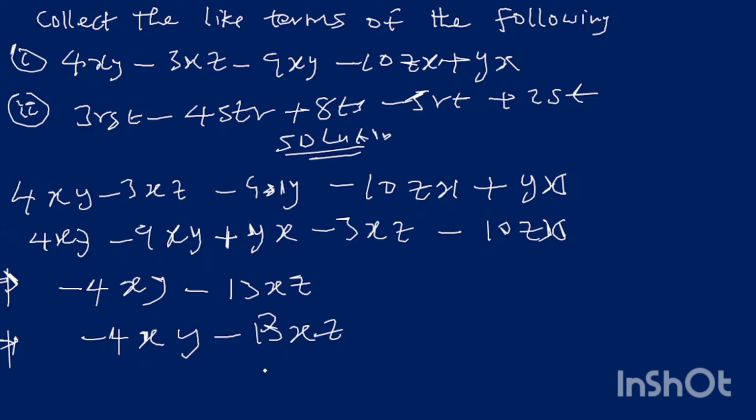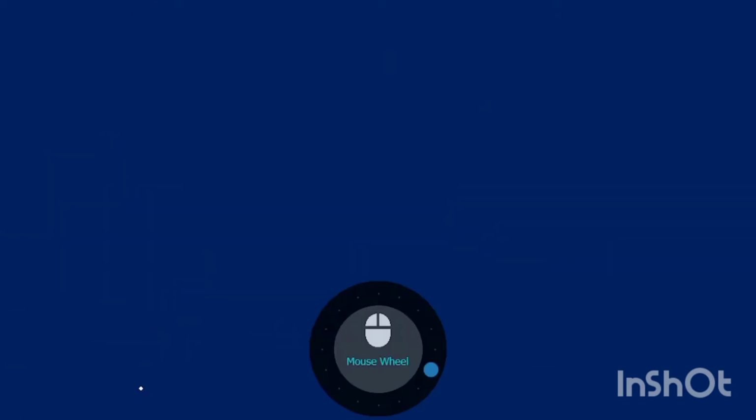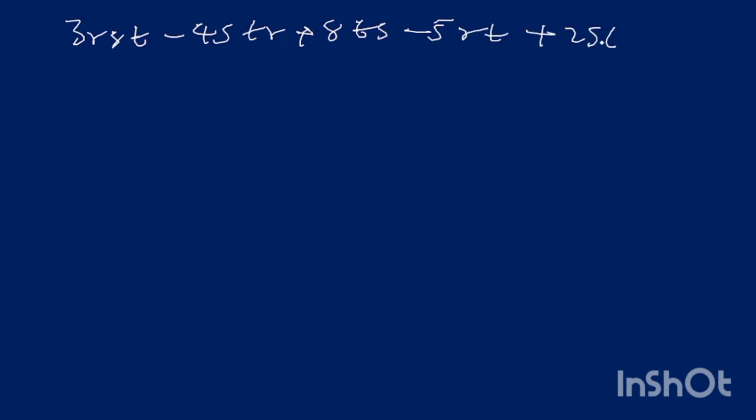Let's look at the second one. The second one is 3rxt minus 4xtr plus 8tx. You can actually pause this video and try it out yourself. Plus 2xt. Solution.